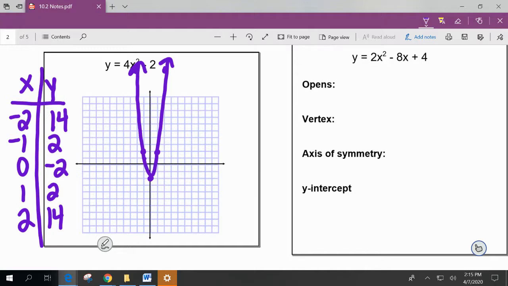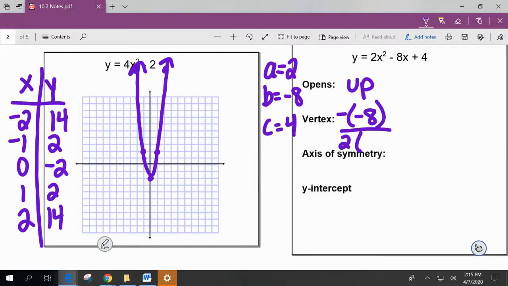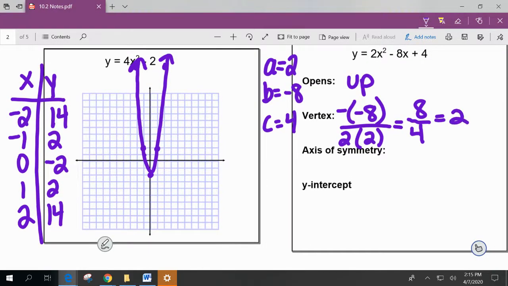Okay, the next one, 2x squared minus 8x plus 4. Sometimes it helps if you go ahead and write like a equals 2, b equals negative 8, and c equals 4 to help you do these. So since a is positive, it's going to open up. The vertex is negative b over 2a, so negative 8 over 2 times 2. So that would give us 8 over 4, which equals 2. And then the axis of symmetry would be the same number, so 2, and the y-intercept is 4.